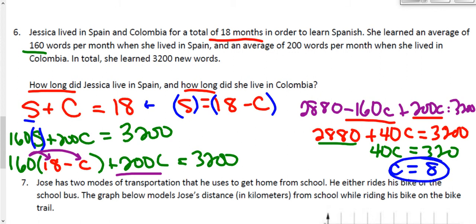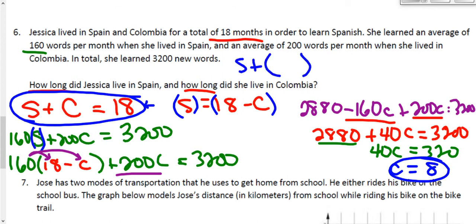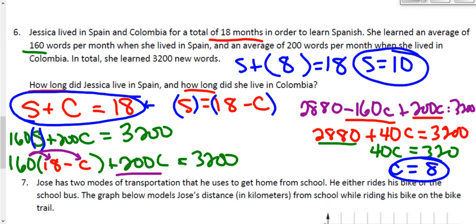I know C is 8. Now that I know C is 8, so 8 months in Colombia, all I have to do is plug this C value back into either one of my original equations. I'm going to choose the top one again because it is easier. So S plus C should equal the number 18. The C value I just found was the number 8, so I can subtract 8 from both sides to solve for S. S equals the number 10. So she spent 10 months in Spain.